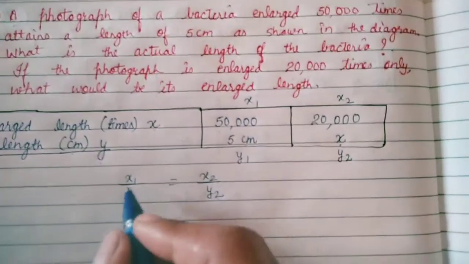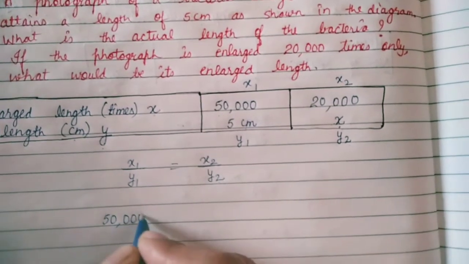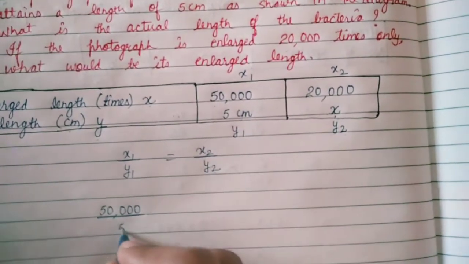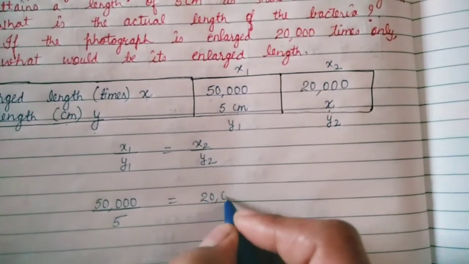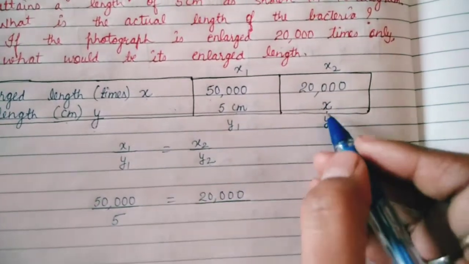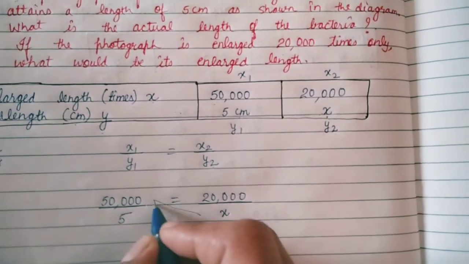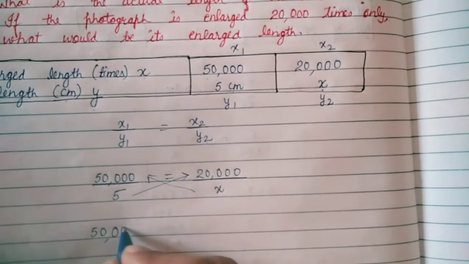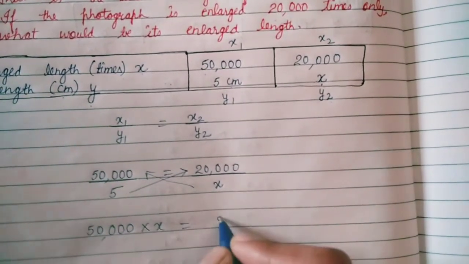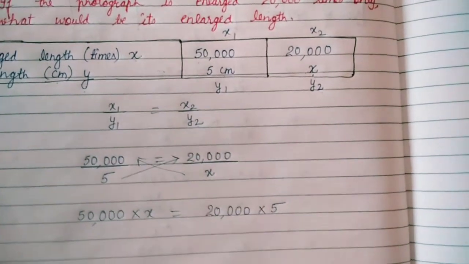Okay, x1 is 50,000 and y1 is 5, x2 is 20,000 and y2 is x. Here we will do the cross multiplication. 50,000 will multiply by x and 20,000 will multiply by 5.